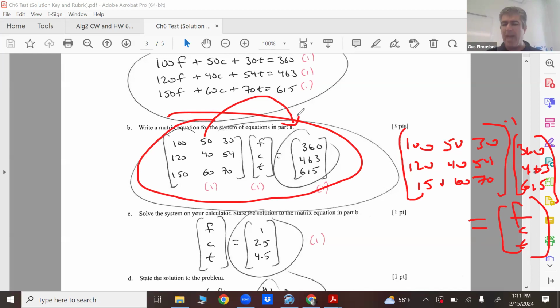C and D were pretty much the same thing. Actually, personally, I wouldn't have written that. I didn't write this question, but I would have just said, just solve and be done with it. So C and D are pretty much the same thing.